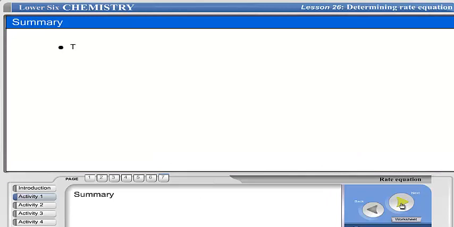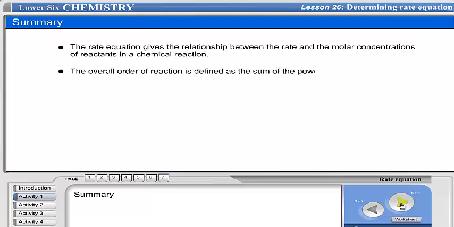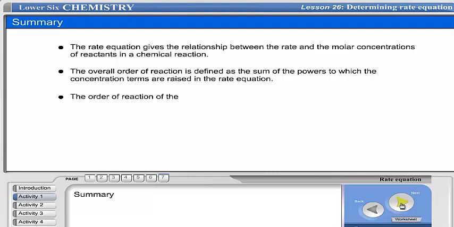The rate equation gives the relationship between the rate and the molar concentrations of reactants in a chemical reaction. The overall order of reaction is defined as the sum of the powers to which the concentration terms are raised in the rate equation. The order of reaction of the reactants can only be obtained from experimental data.